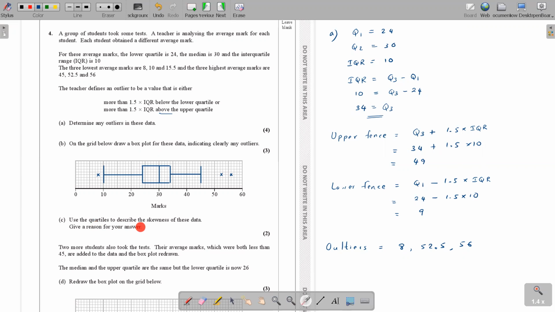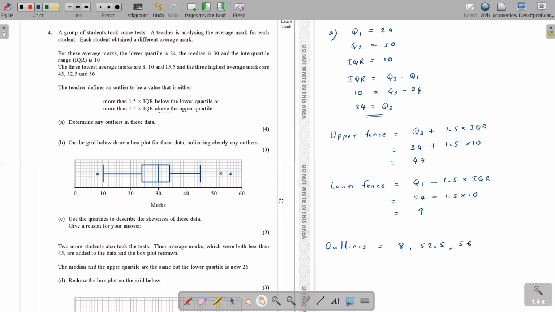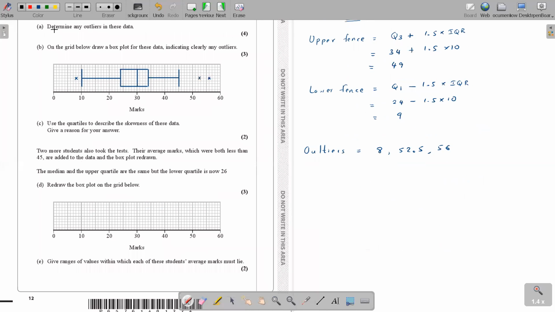Use the quartiles to describe the skewness of the data. Children, let's use the quartiles to describe the skewness, part C. We use the gap between the quartiles, right? Q2 minus Q1 you should get, and Q3 minus Q2 you should get. How much is Q2 minus Q1? Q2 is 30, Q1 is 24, so Q2 minus Q1 is 6. And Q3 is 34 minus Q2 is 30. This is 4. So which means what? The Q2 minus Q1 gap is bigger than Q3 minus Q2.